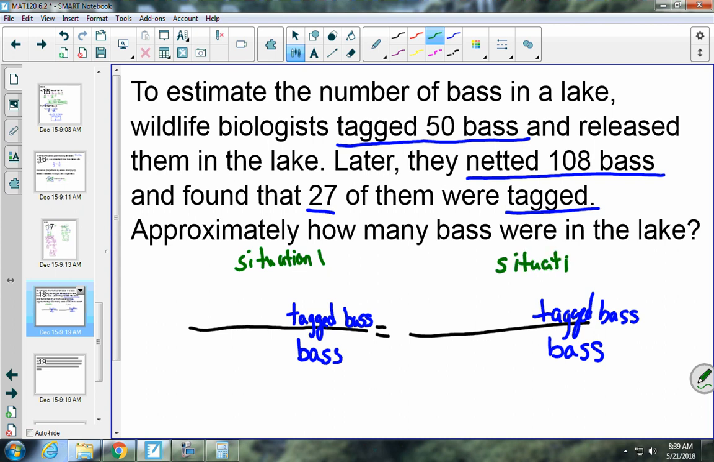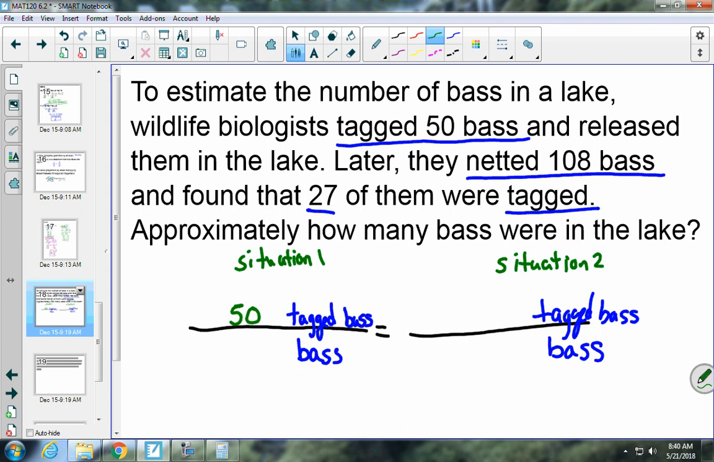So if we look at this, they essentially went fishing twice. So stuff from the first time they went fishing is going to go on my left-hand side, and stuff from the second time they went fishing is going to go on my right-hand side. If I reread the problem and try to put things in the right spot, they estimated the number of bass in a lake, and they tagged 50 bass. So my 50 has to go up top, and release them into the lake.